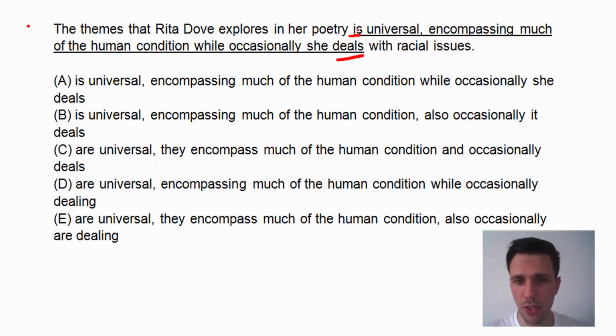Now we have two options here. It both begins and ends with a verb. Let's start with the beginning. Let's start with is. So we have the themes that Rita Dove explores in her poetry is universal. So what's the subject of is? What is universal? Well, we're talking about the themes, but there's an issue here. Themes is clearly plural, so it's not going to go with is. It should be are. The themes are.